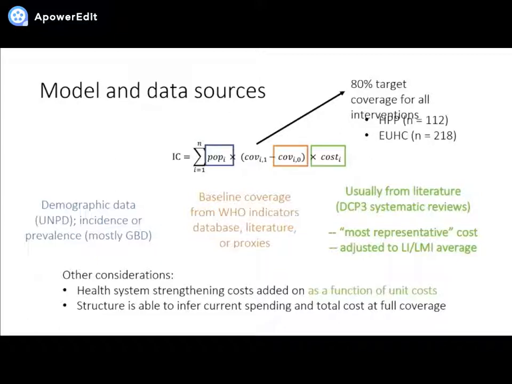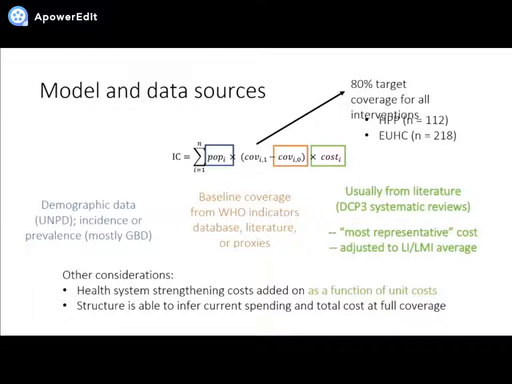We set an 80% coverage target for all of our interventions, and this is something we debated quite a while, like what's realistic. So to compare apples to apples, we tried to say, well, what if we get to 80% coverage of everything, including everything from vaccines to hypertension treatment, by 2030? What would that look like? And again, that's for both the smaller, highest priority package and for the larger essential UHC package.